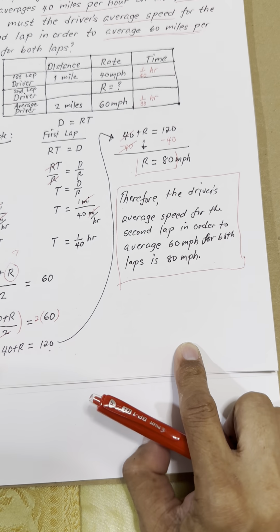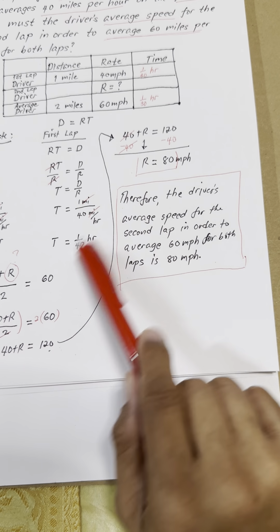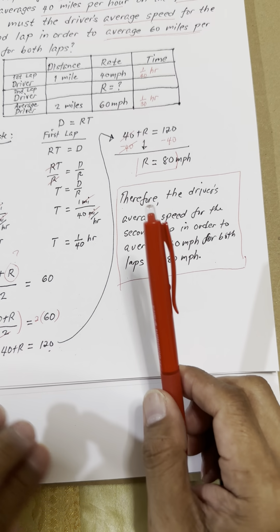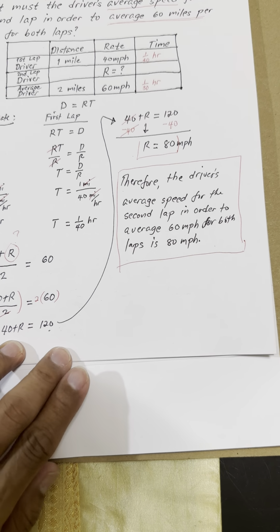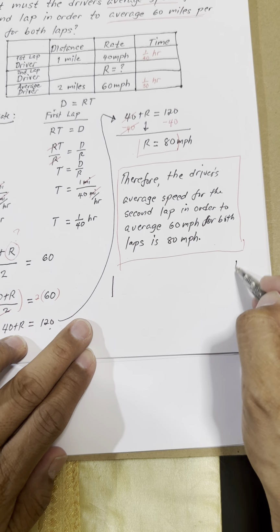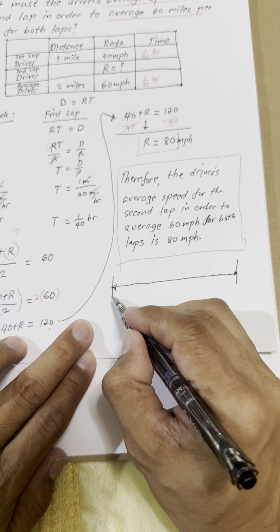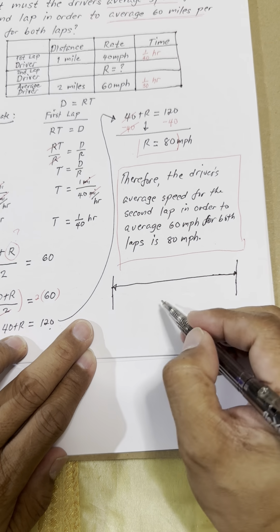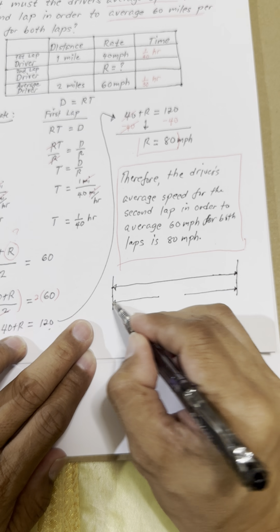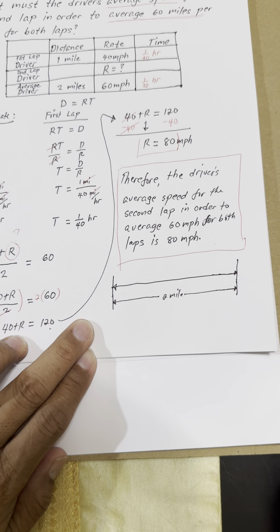So you can check that one. How to check? You just make use of this calculated time, and also you can use an illustration. So if we illustrate this, it's something like this. This is the total distance for 2 laps, which should be 2 miles. This can also help you figure out how to solve this problem. So 2 miles.